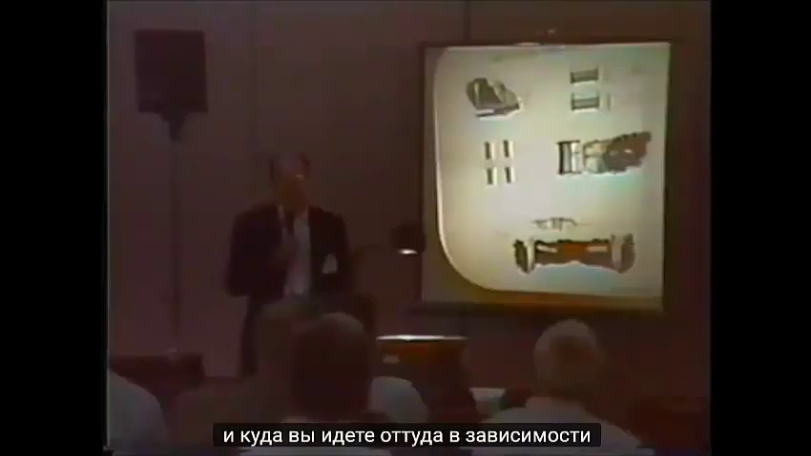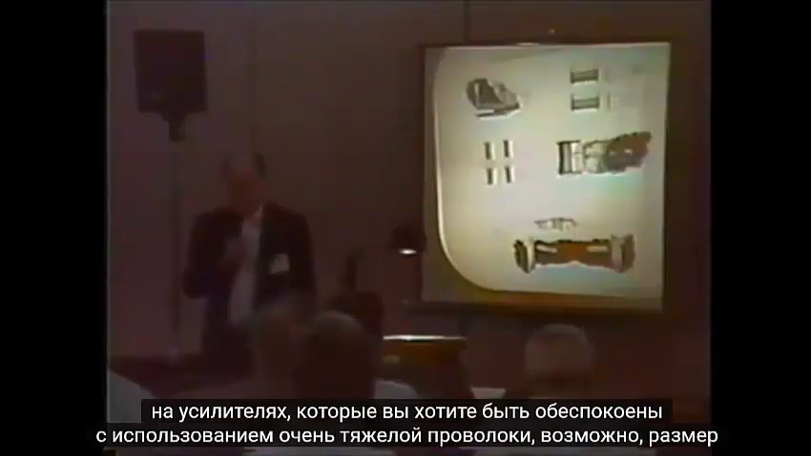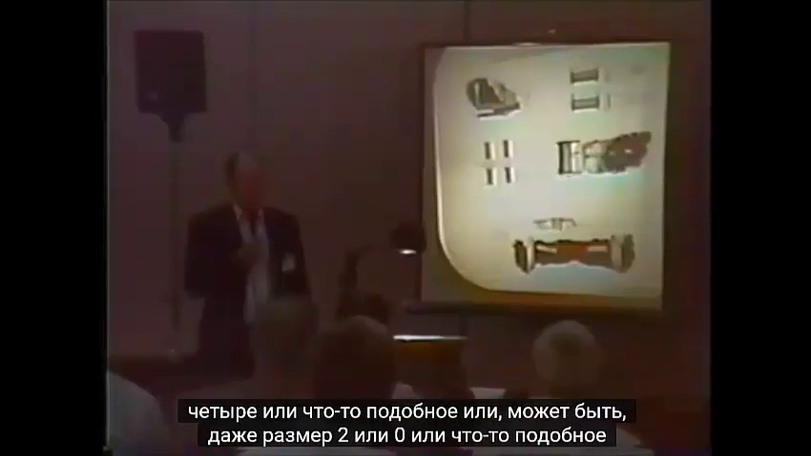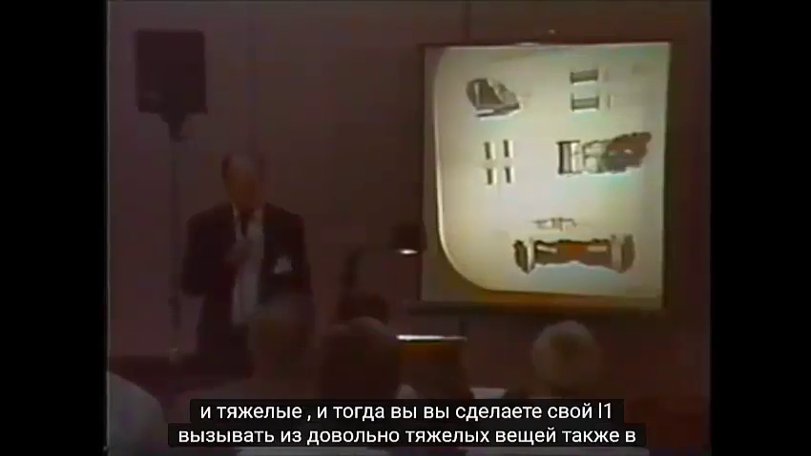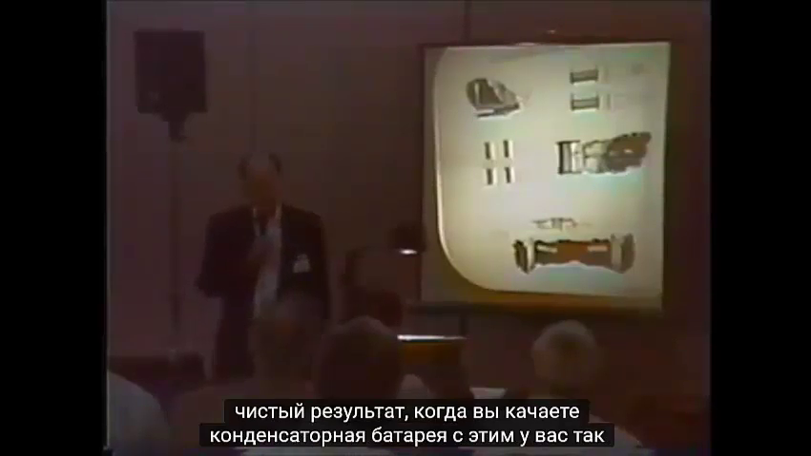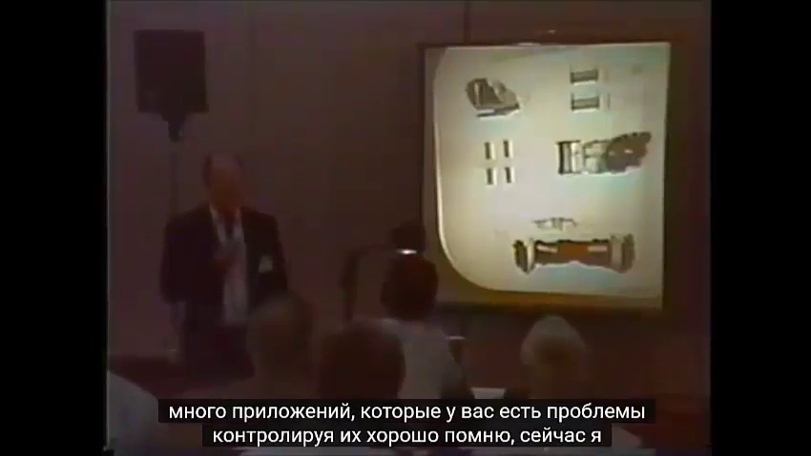And where you go to from there, depending on the amps that you want to be bothered with, you use a very heavy wire, maybe a size 4 or something like that, or maybe even size 2 or 0, and you make these things quite large and heavy. Then you make your L1 coil out of rather heavy stuff also, and the net result is when you pump the capacitor bank with this, you've got so many amps that you have trouble controlling them.